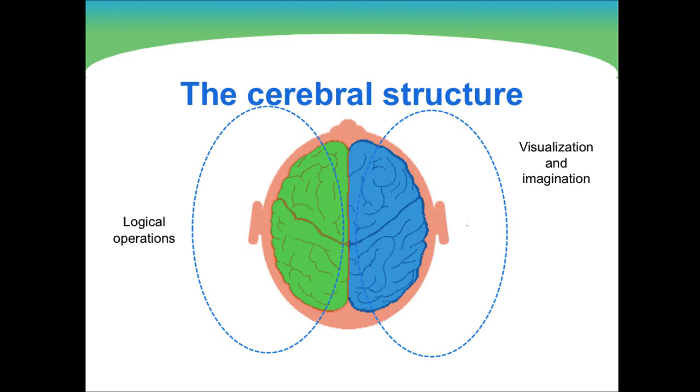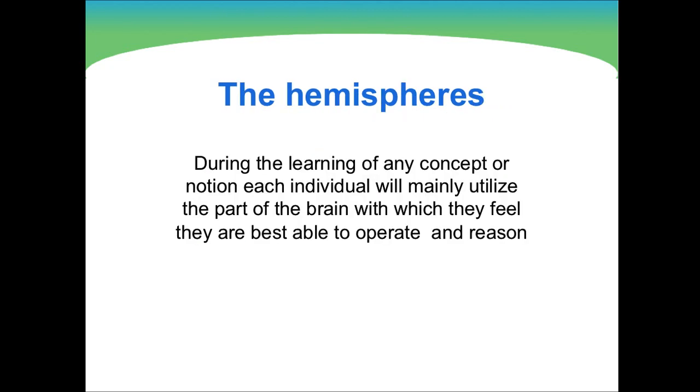In most cases, people seem to have one side or hemisphere that is dominant in the management of all cerebral activities. The predominance of one hemisphere instead of another is dictated solely by individual learning preferences. The brain will utilize the hemisphere and therefore the modality of learning that we prefer. During the learning of any concept or notion, every individual will utilize mainly that part of the brain with which they feel best able to reason and operate.